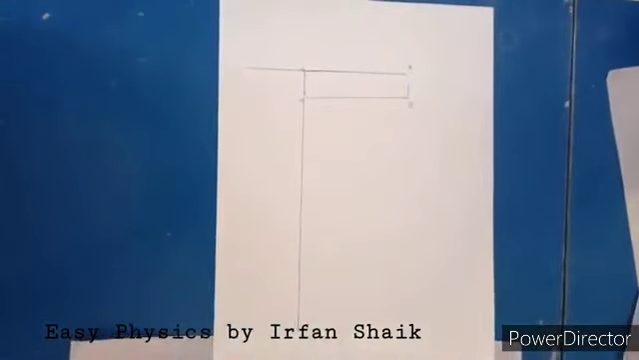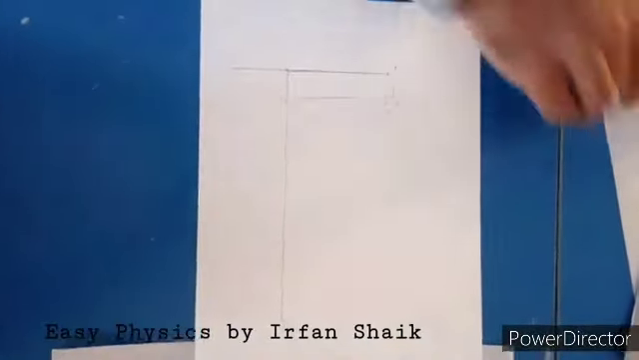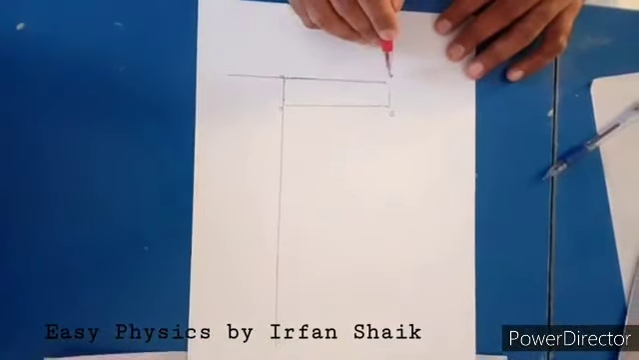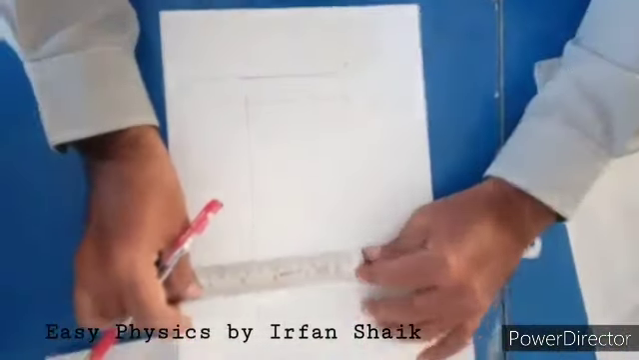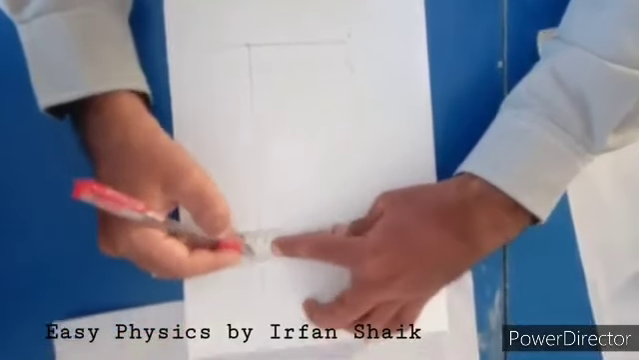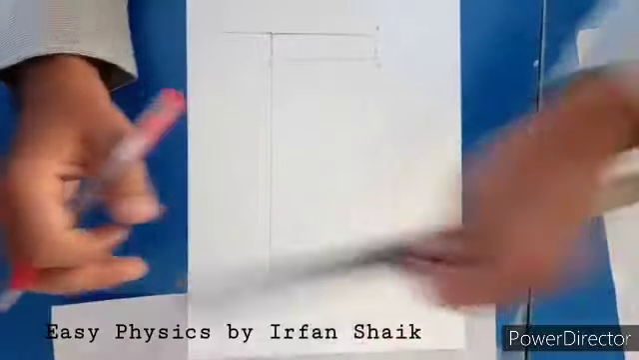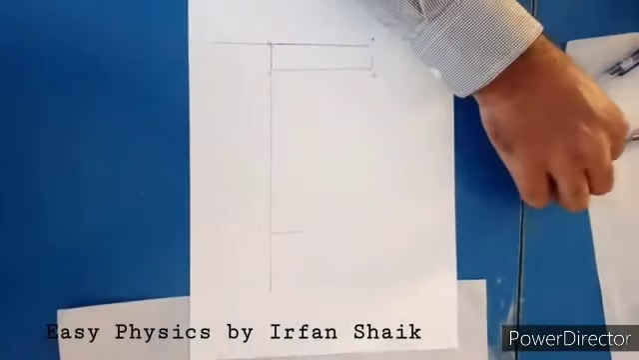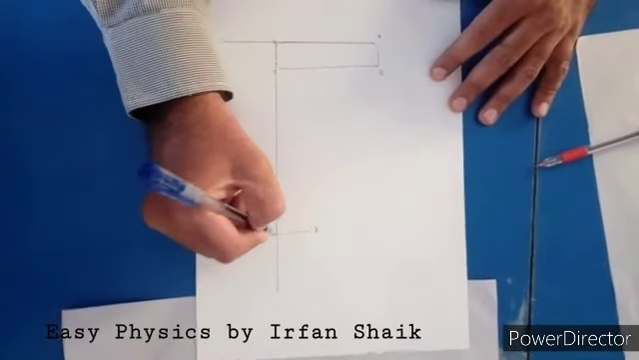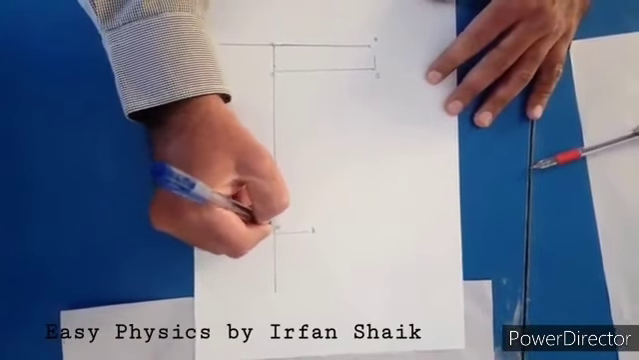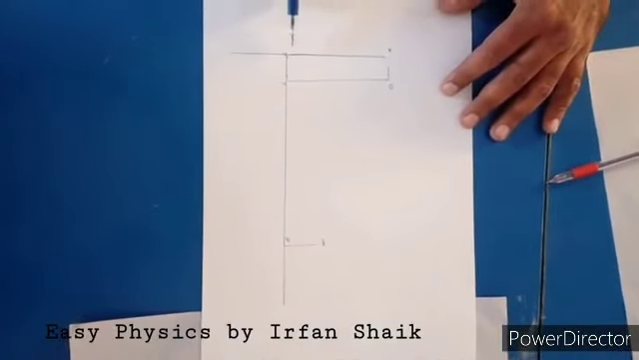Now what to do? To this perpendicular line, I have to draw one parallel line. That means one line parallel to AB anywhere on this perpendicular line. See now, let us name this as PQ. See, PQ is parallel to AB now.